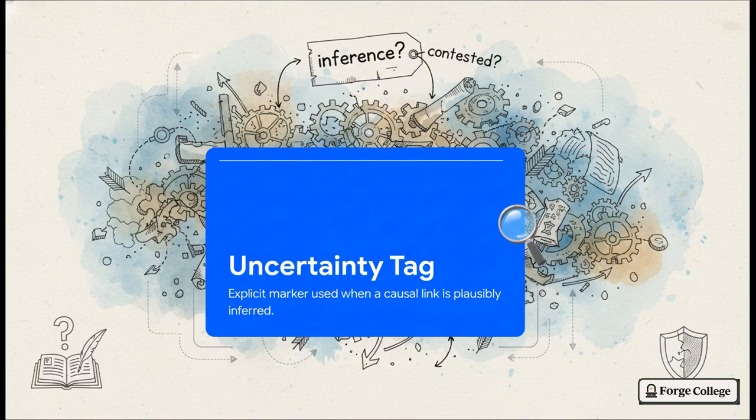Sometimes a connection between two innovations is plausible, but maybe not directly proven. And this brilliantly illustrates where we use an uncertainty tag. By using explicit markers like inference or contested, you preserve your intellectual honesty. In fact, for this capstone, marking at least two claims as contested or inferred actually makes your argument stronger. It significantly reduces reviewer pushback because it shows you understand the true nuances of the historical record.